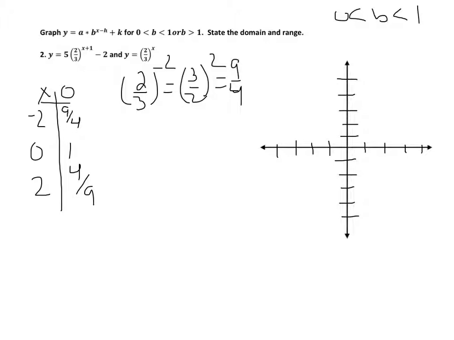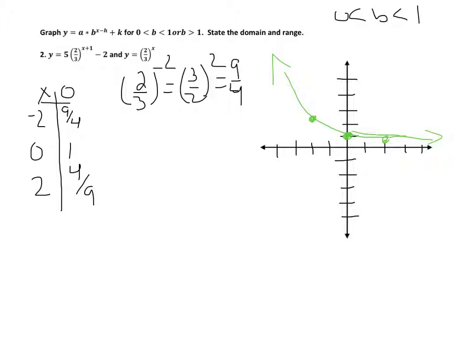So if I graph that, that's just the easy point to graph, and then -2 and 9/4, which is 2 1/4, so just above 2. And then 2 and 4/9 is just below half. So it's going to look like that.